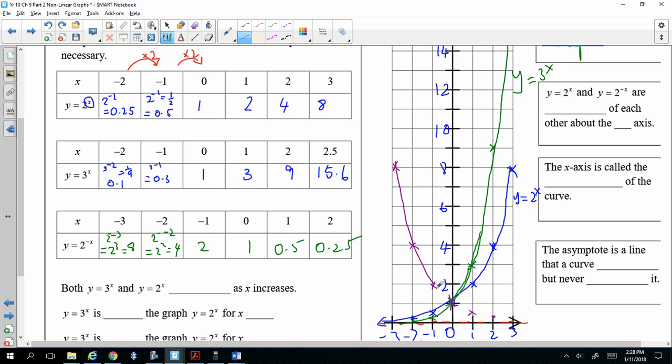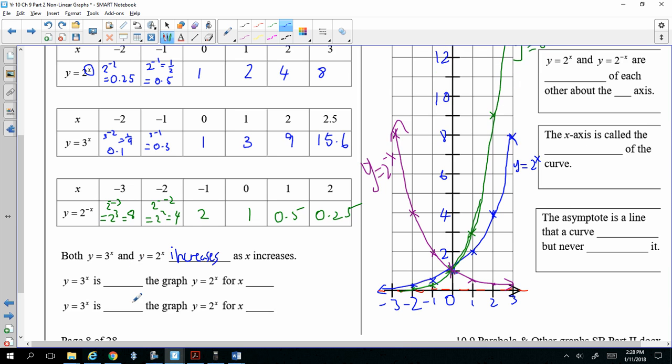Alright, perfect. Okay, so we've got this graph, which is y equals 2 to the power negative x. So let's write down some conclusions. Both of these increase as x increases, and the graph of 3 to the power x is higher than the other graph for x greater than 0, and will be lower than the graph when x is less than 0.